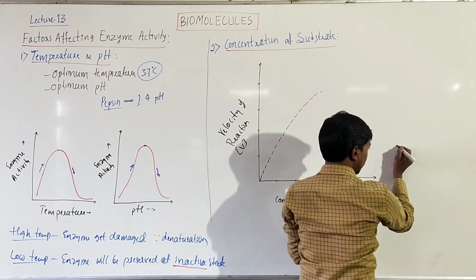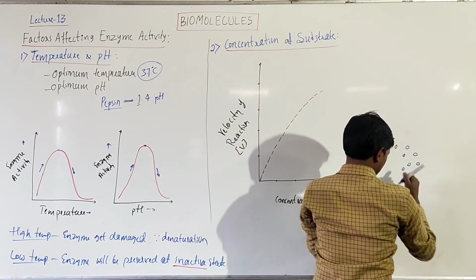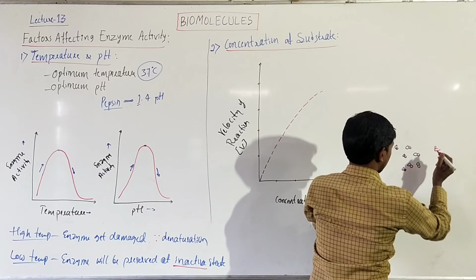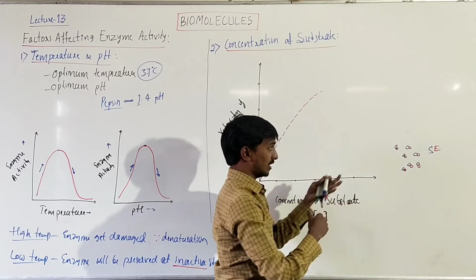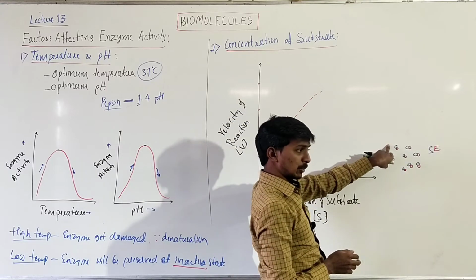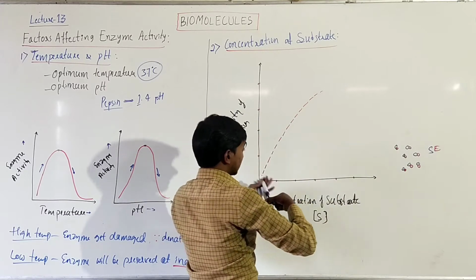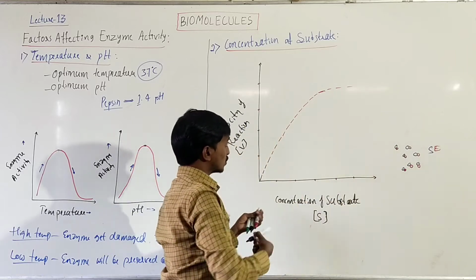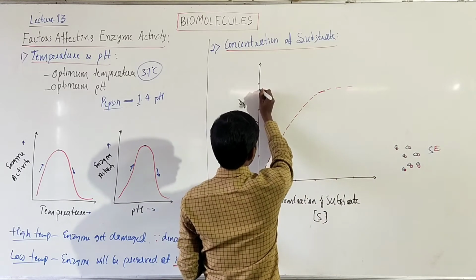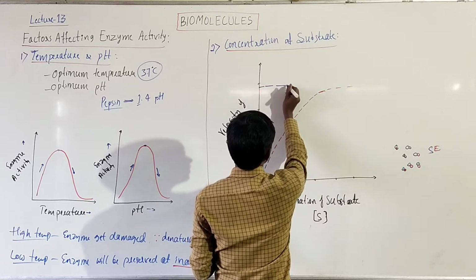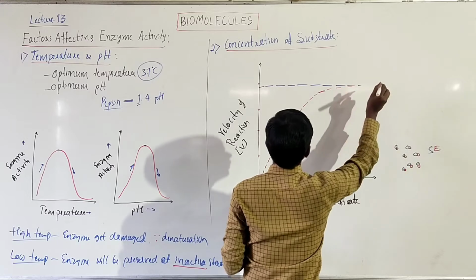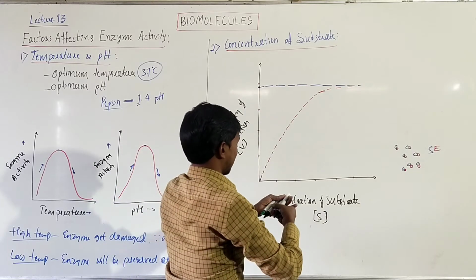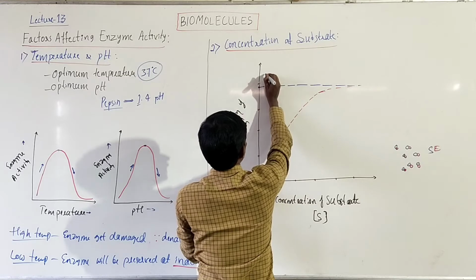I told you, when the number of substrates equals the number of enzymes, what happens? It reaches saturation. It means all substrate molecules are bound with the enzyme molecules. So this becomes a flat line now, right? So at this point the velocity is maximum. This velocity we can call V max.